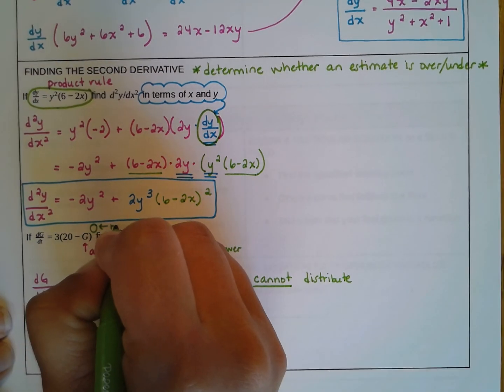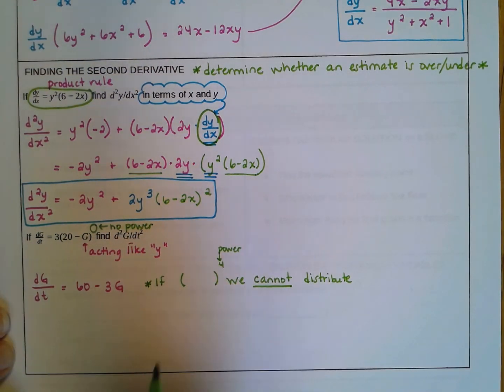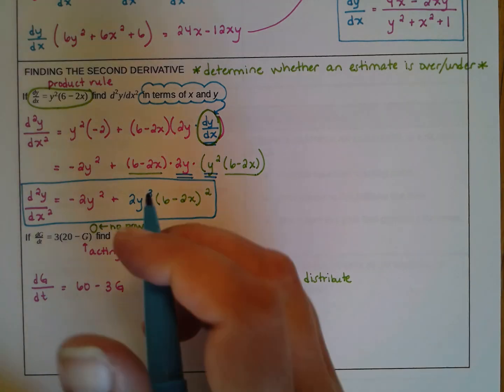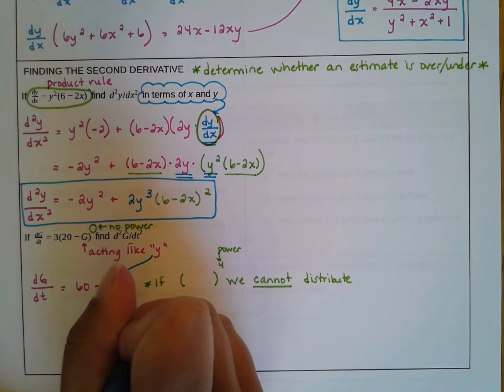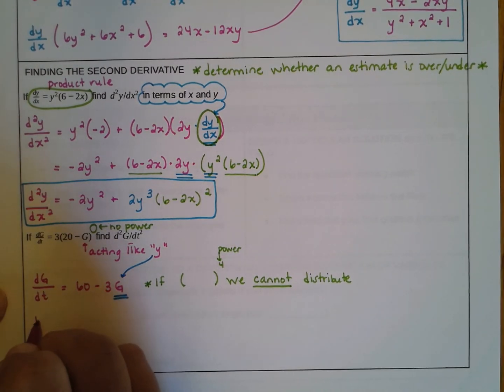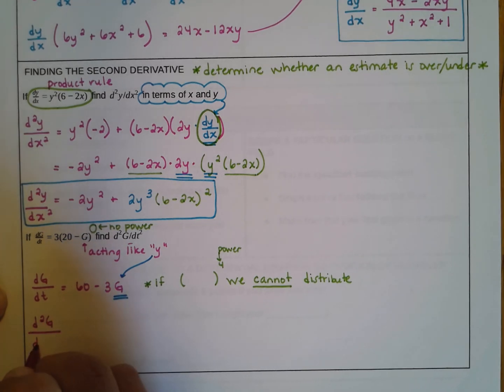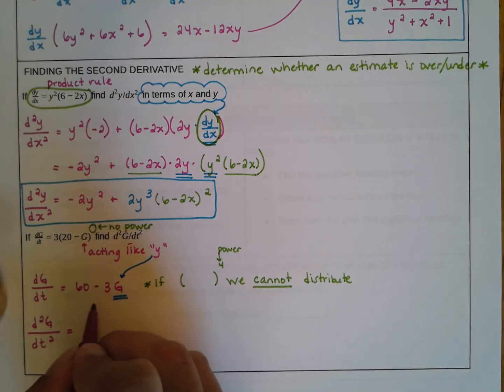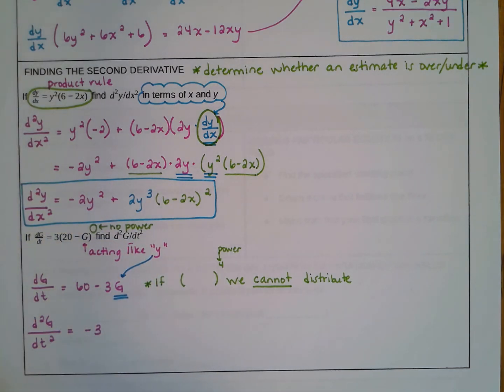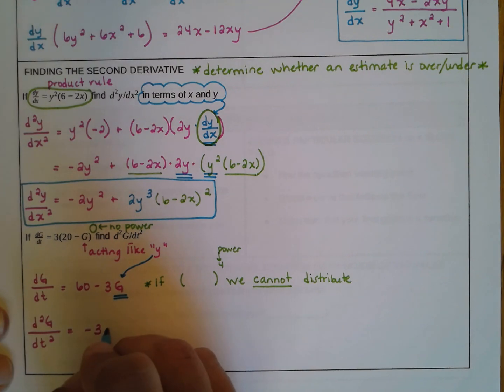And that can make our life a little bit easier because we don't need to worry about product rule or how we handle any kind of coefficient. So I'm just going to distribute to make the problem easier to take the derivative. Now, because the g is acting like y, when I take the derivative of g, I'm going to need to write dg over dt. So the second derivative here, d squared g over dt squared, would be the derivative of 6d, which is just 0, and then the derivative of negative 3g, which is negative 3, and then dg over dt, because the derivative of g would be dg over dt.